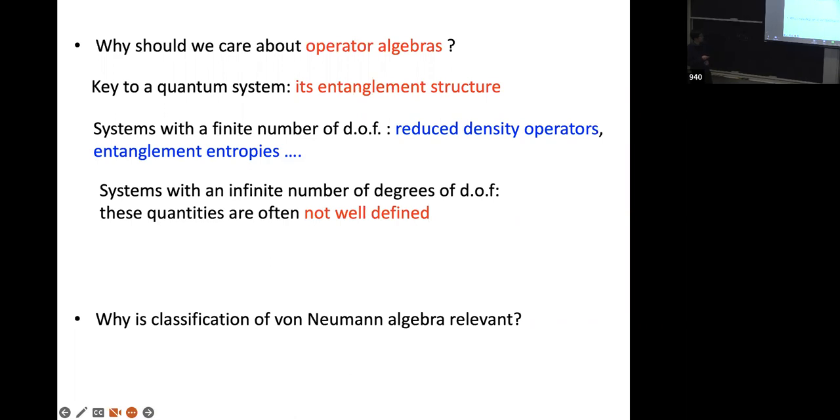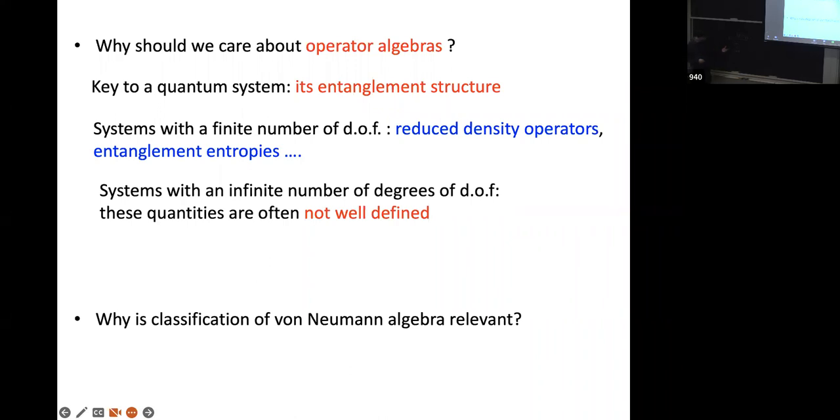But there's actually a way out. Even for systems with an infinite number of degrees of freedom, you don't always have to introduce a cutoff or a regularization. There's an intrinsic way to talk about entanglement, and that is to use the operator algebra of the subsystem. When the system has a finite number of degrees of freedom, you consider two subsystems, one and two. Then we consider the reduced density operator for subsystem one. But equivalently, we can talk about the operator algebra in subsystem one, and that captures the same kind of entanglement information. The relations between the operator algebra here and the operator algebra there capture the entanglement information in the same way.